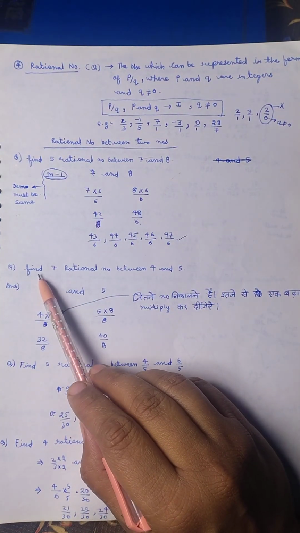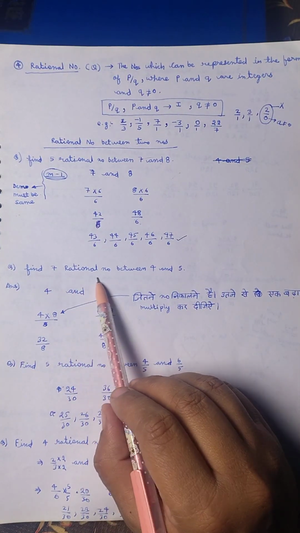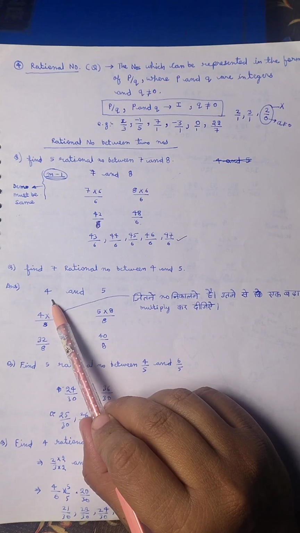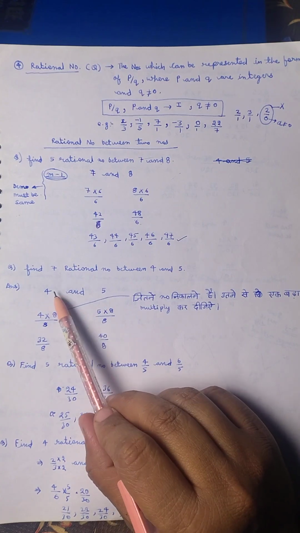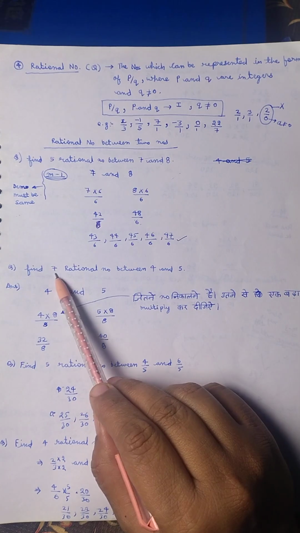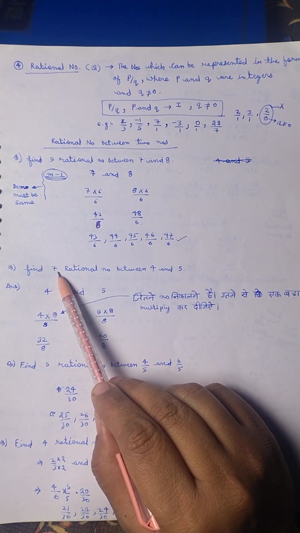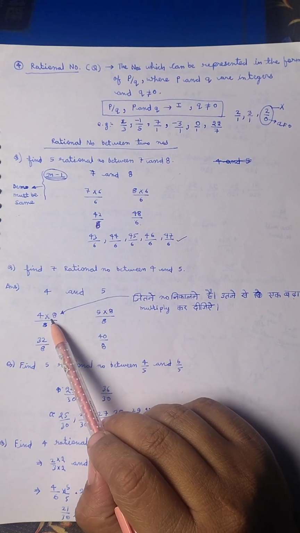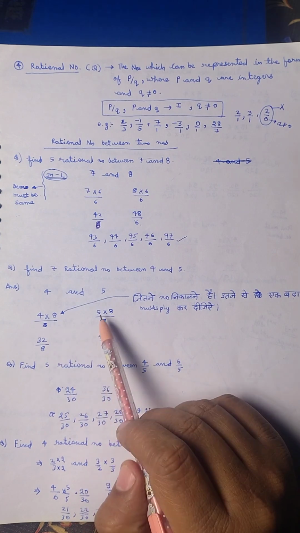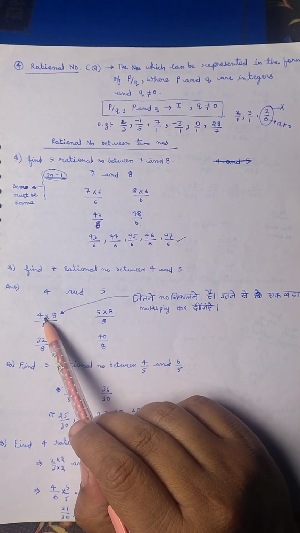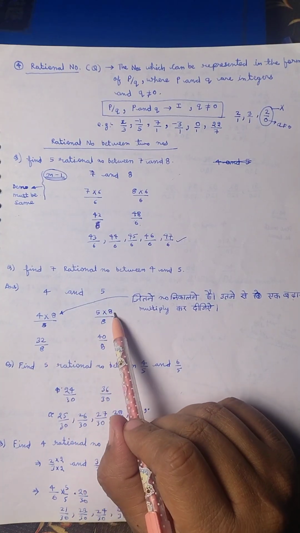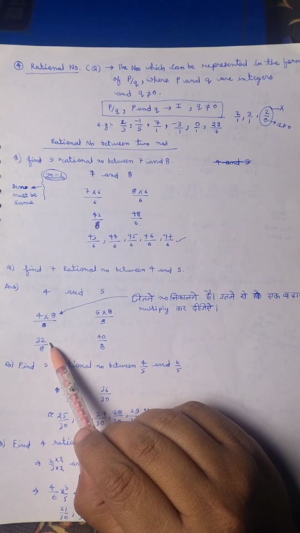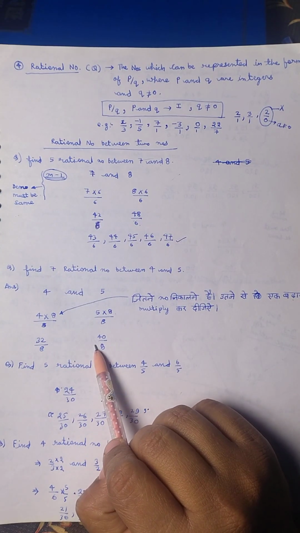Next question comes. We have to find 7 rational numbers between 4 and 5. In order to find 7 rational numbers, we must multiply by a number greater than 7. So 4 into 8 divided by 8, 5 into 8 divided by 8. So 4 is 32 by 8 and 5 is 40 by 8. In between these two, we can get 7 rational numbers.